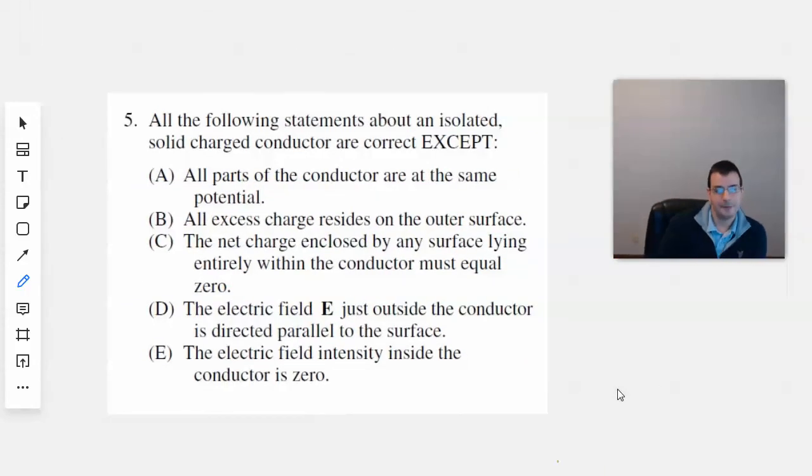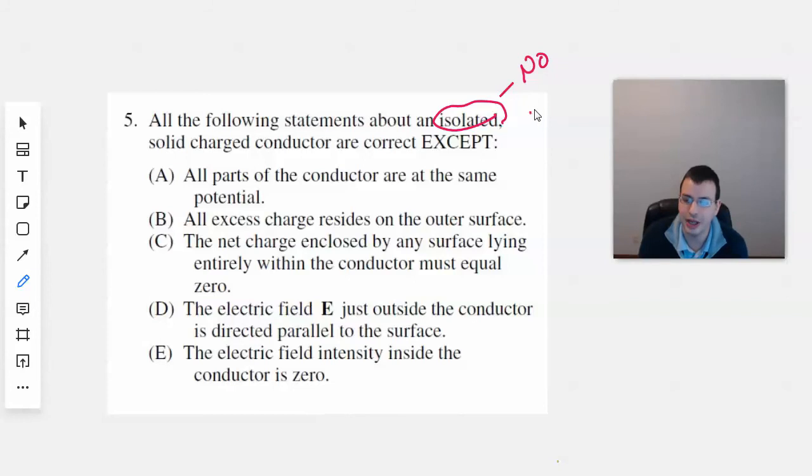All right, all the following statements about an isolated, solid, charged conductor are correct except. Okay, so isolated here, I'm assuming what they're going for is no electric fields. So there's not some sort of charge out there creating an induced charge and moving all the negative charges to one side and positive to the other. So this solid charged conductor, I'm going to say it looks like this.